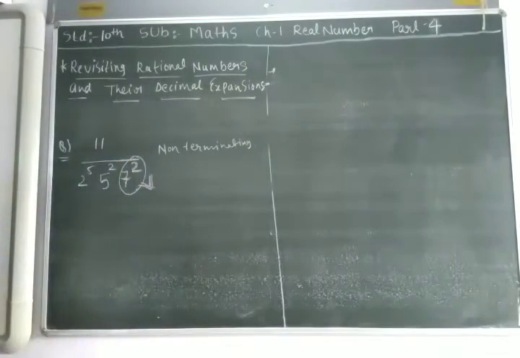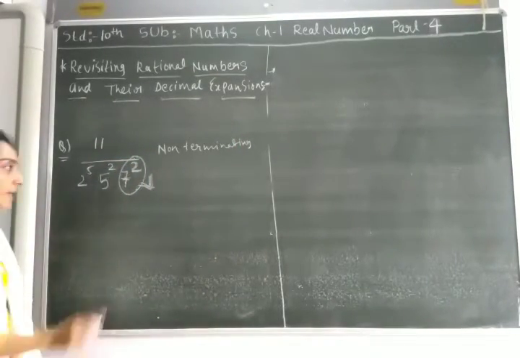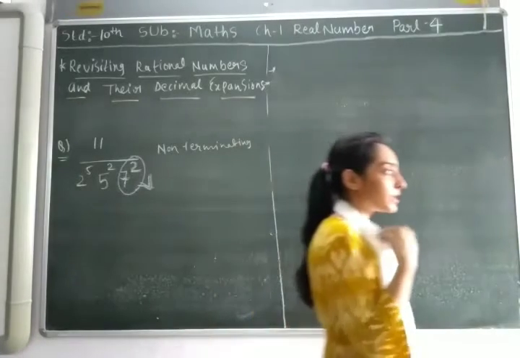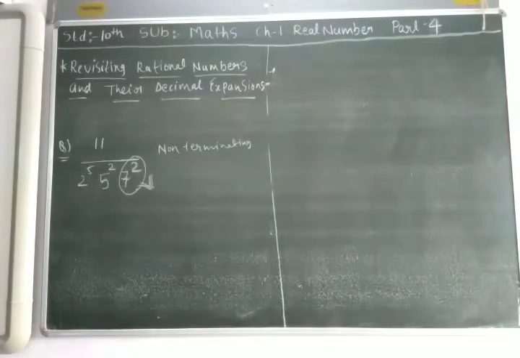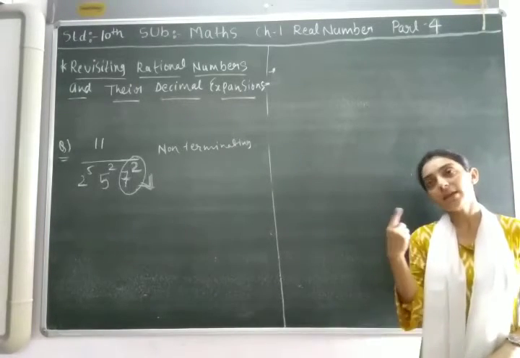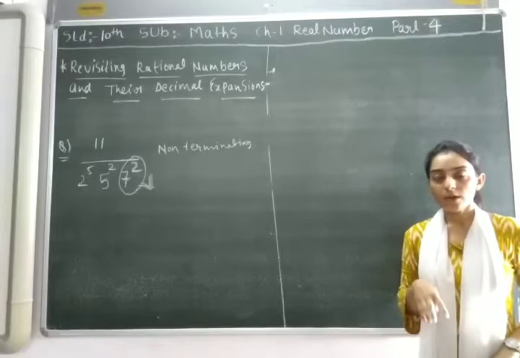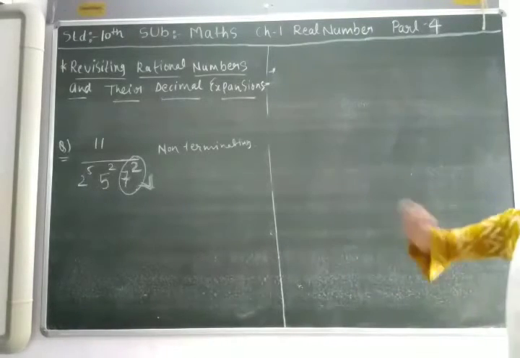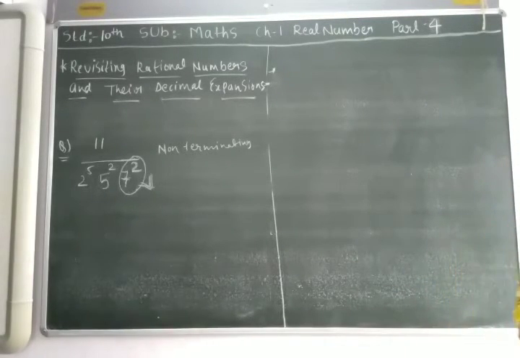See, the theorem says x's decimal expansion is terminating if its denominator q is in the form of 2 raised to m and 5 raised to n. So here, given is 7 to the power 2. That's why. Now let's take another example.